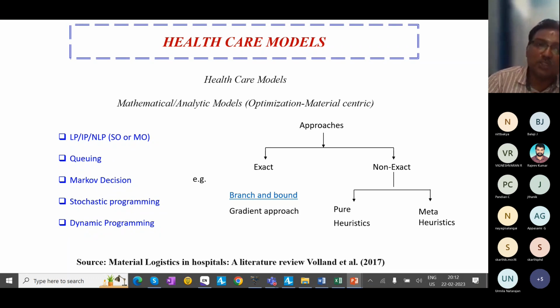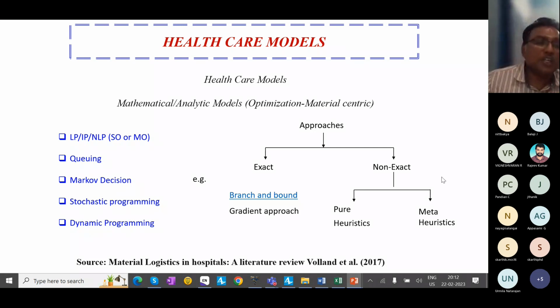Now comes the modeling aspect. How can I model these issues? If you see, mathematical models, especially optimization-based models, are predominantly used for the material-centric external supply chain because the variability and complexity are quite less compared to the patient-centric internal supply chain.